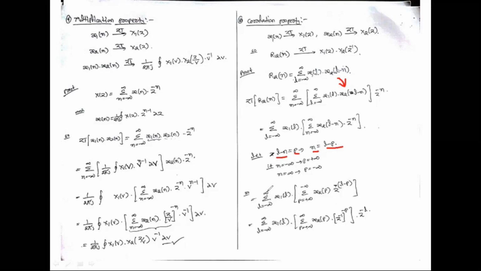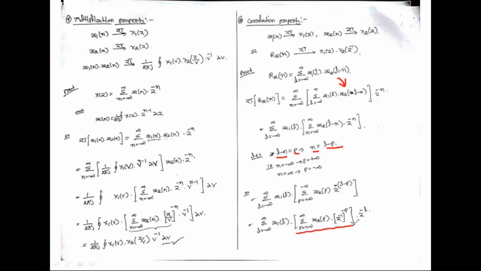Now I can replace l minus n with P. The sum over l equal to minus infinity to infinity of x1 of l, and the sum over P, here from plus infinity to minus infinity, of x2 of P z power n, where n is l minus P, so z power minus of l minus P. Now change this to minus infinity to plus infinity: x2 of P, and the z power minus of minus P is a plus, so take this as z power minus 1 whole power minus P.